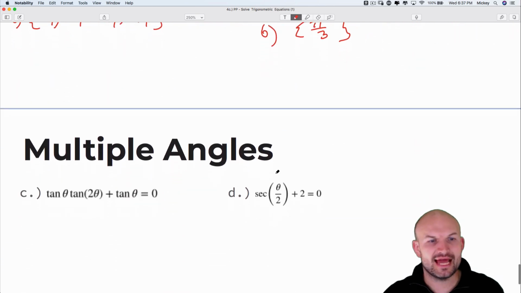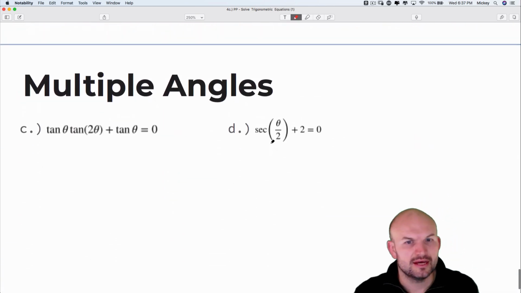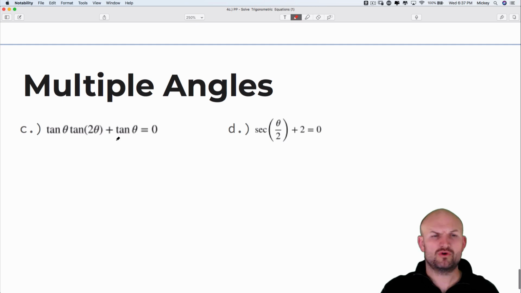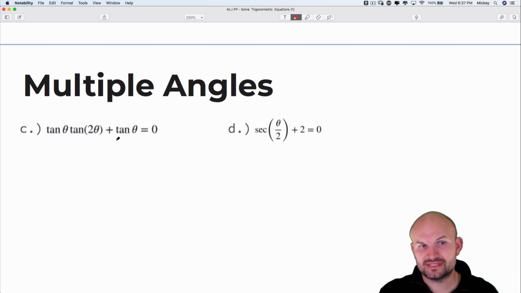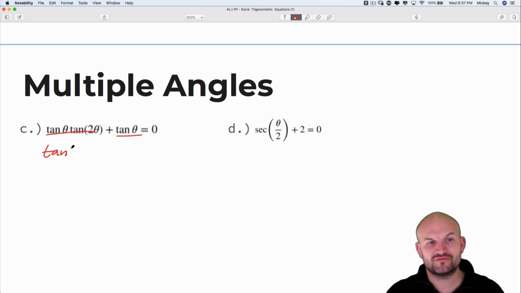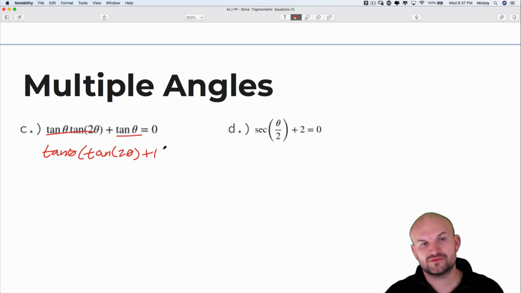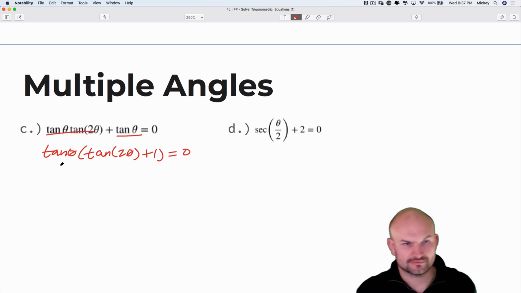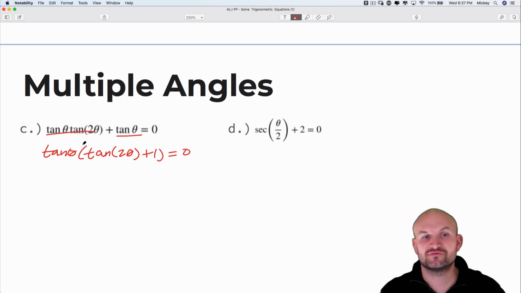All right, last 2 examples here. So in this one, it looks like, whoa, I got a lot of tangents going on here. And again, if we want to look at this, we say, all right, I can't use my inverse operations, so maybe I should try factoring. And again, what we want to do is say, all right, what do these 2 expressions have in common? Well, they have a tangent of theta in common. So when you factor out a tangent of theta, you're going to be left with a tangent of 2 theta plus 1 equals 0. So I have tangent theta times tangent of 2 theta plus 1 is equal to 0.